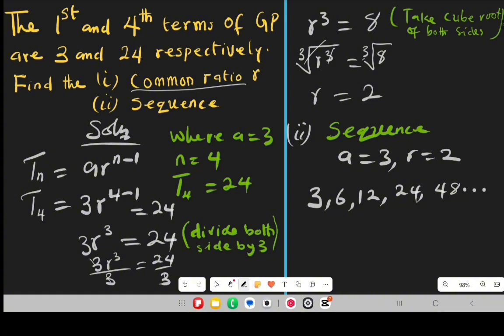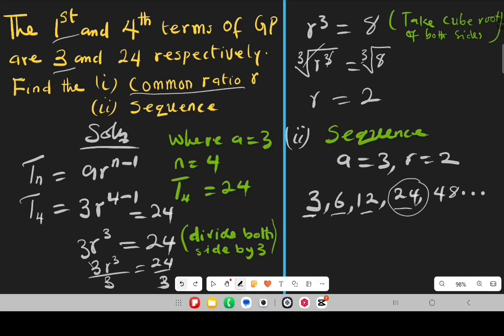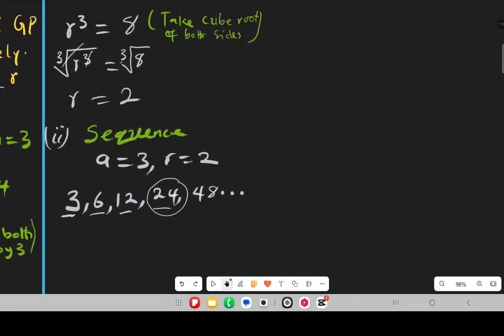To check if our answer is correct, we look at the first term, which is given as 3. 3 is the first term. Then we check the fourth term. The fourth term from the question is equal to 24. If we check, this is the first term, second term, third term, and the fourth term is 24. So our answer is correct. Now we proceed to example 2.